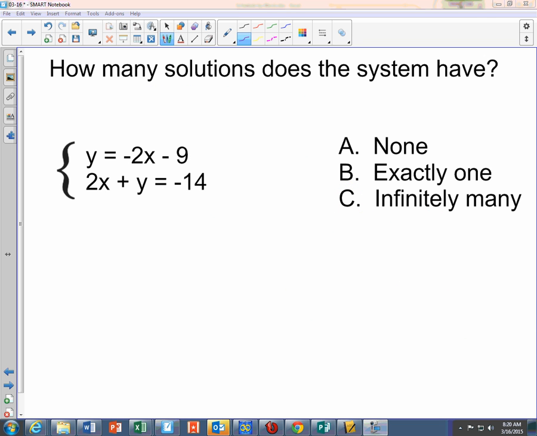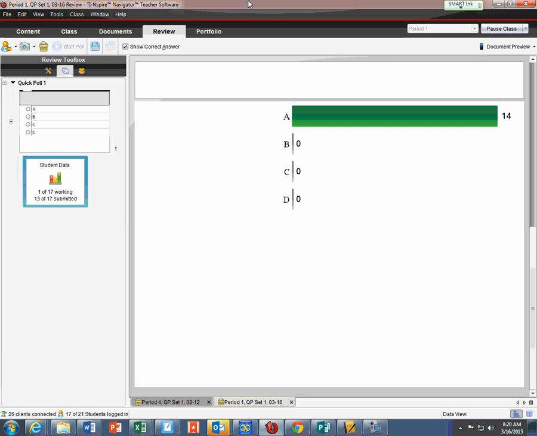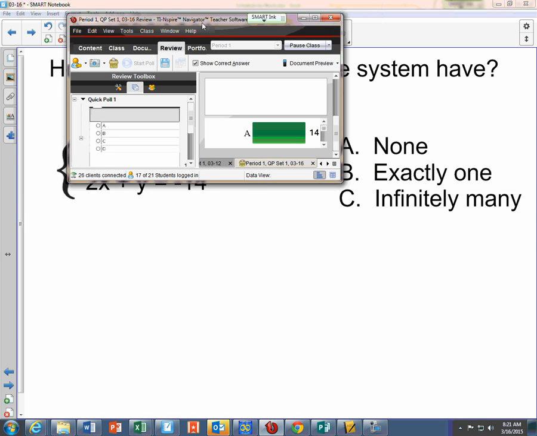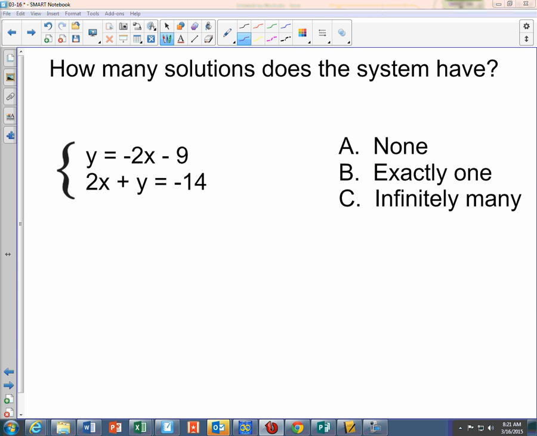Okay, so we're going to look at the results from the quick poll, and I would like to point out that everybody in first period got this right. Nice job. No cheering, no celebrating, anything like that? Right. Woo! All right.